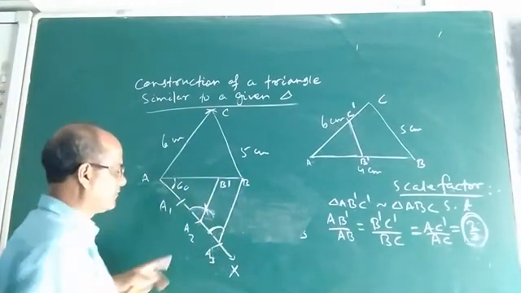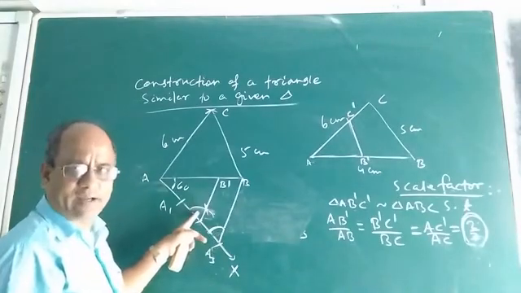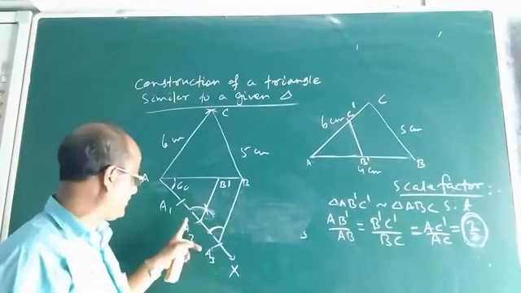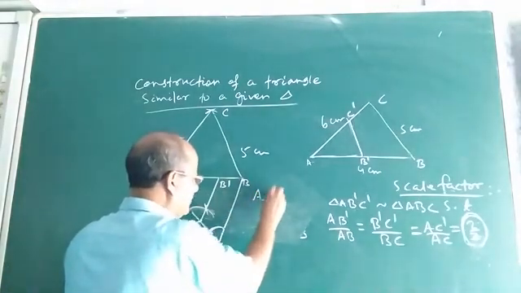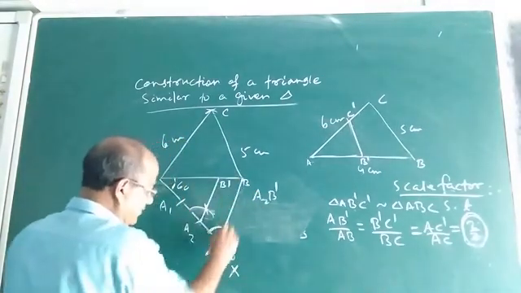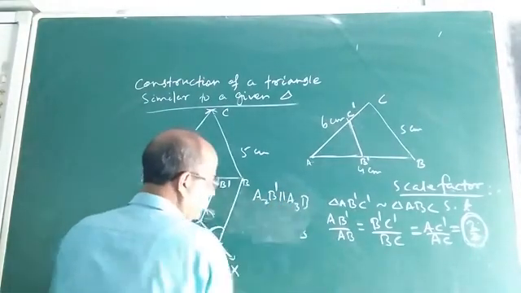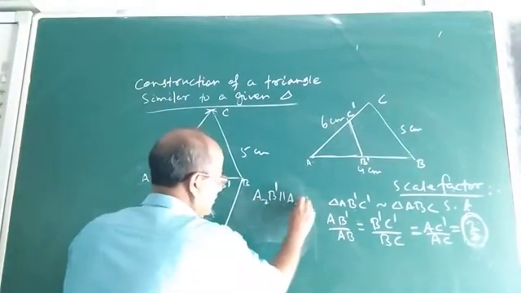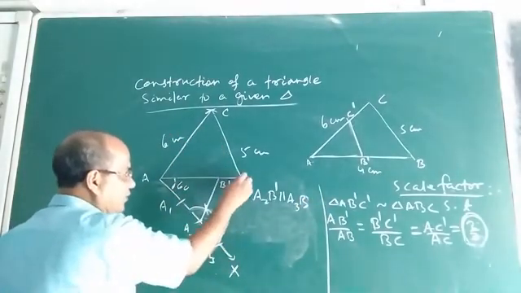Now when you shifted this angle at the second point, that is A2, you got a line segment. It is A2B dash. This A2B dash will be parallel to A3B. Why will it be parallel?